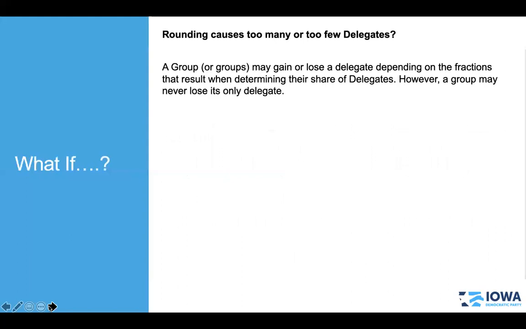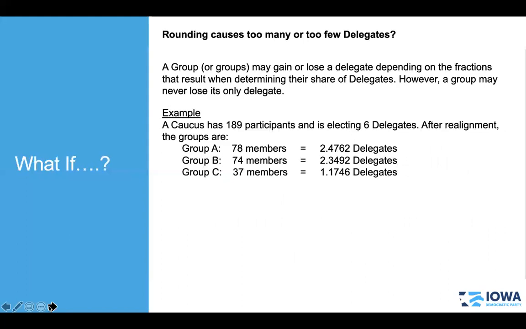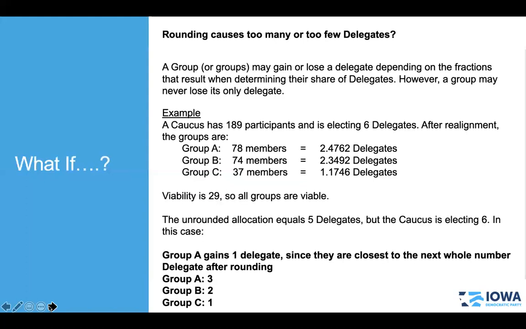One more time: if rounding causes too many or too few delegates, you can never lose your only delegate. In this scenario, this caucus has 189 participants and is electing 6 delegates. After realignment, the groups are as follows. Group A would round down to 2 delegates, Group B would round down to 2 delegates, and Group C would round down to 1 delegate, meaning they would only be electing 5 delegates, and there's 1 more delegate to award out of this precinct. What would happen here is Group A would gain an additional delegate because they are closest to 2.5. They were at the 0.5 mark, so they would then round up and get the additional delegate, having Group A at 3, Group B at 2, and Group C at 1.